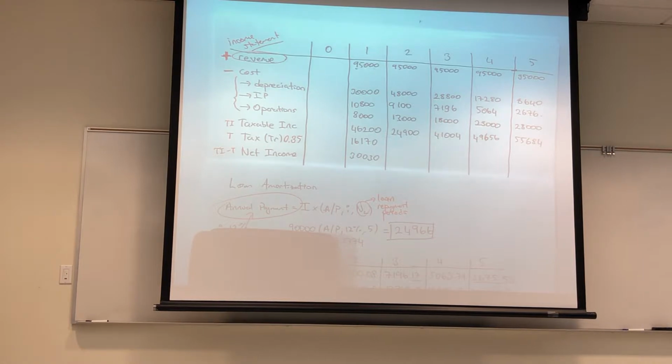Times 0.35, 8,715. So 24,900 minus the answer, 16,885. Let me do this hopefully fast.